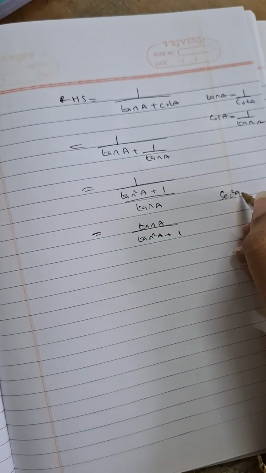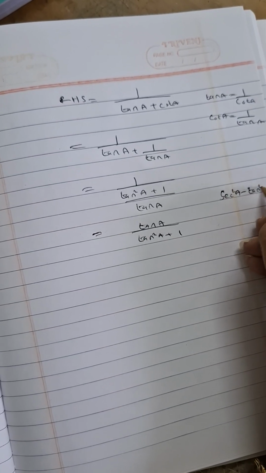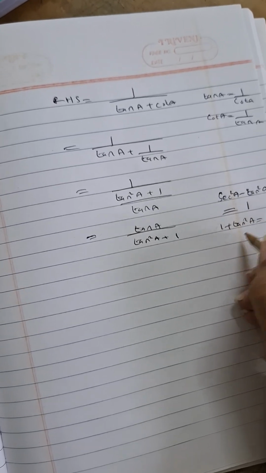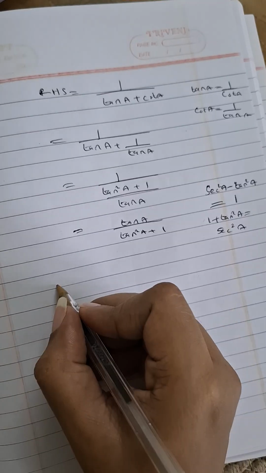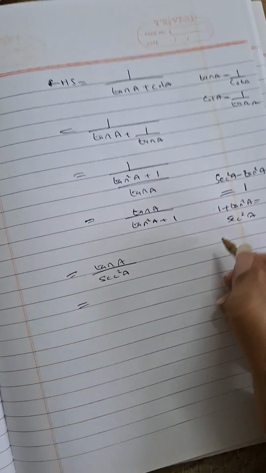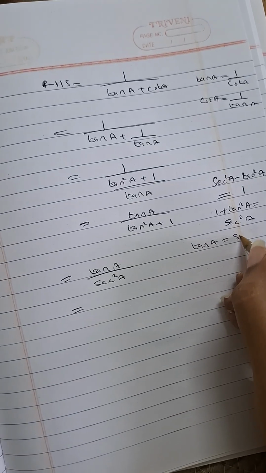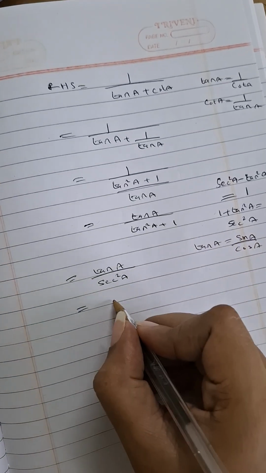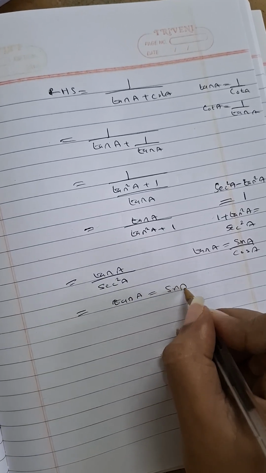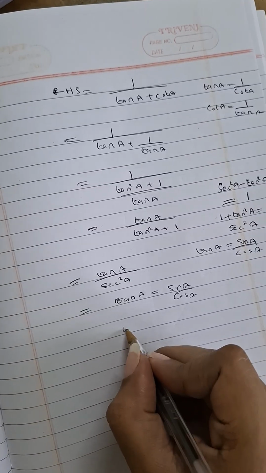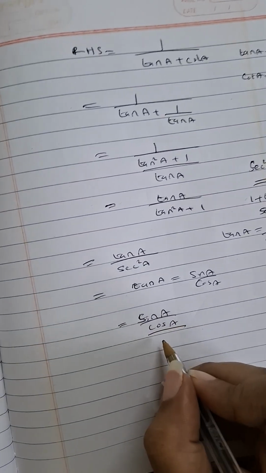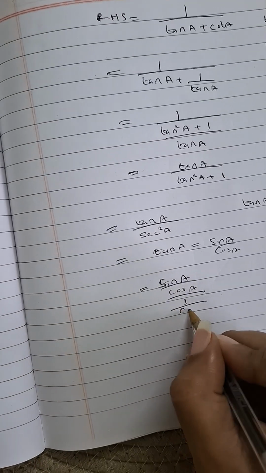Sec square A minus tan square A is equal to 1. So, 1 plus tan square A is equal to sec square A. So, let's substitute: tan A by sec square A. We know tan A is equal to sin A by cos A. So, let's substitute tan A is equal to sin A by cos A. So, sin A by cos A, the whole divided by sec square A, which is 1 by cos square A.